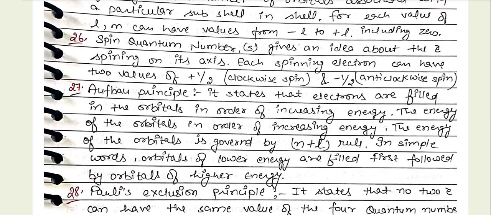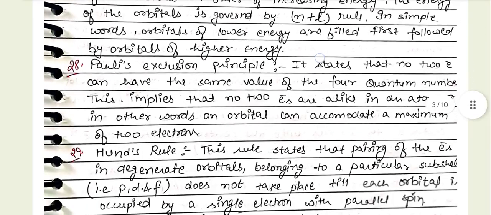Aufbau principle. It states that the electrons are filled in the orbitals in order of increasing energy. The energy of orbitals is governed by the n plus l rule. In simple words, orbitals of lower energy are filled first, followed by the orbitals of higher energy.